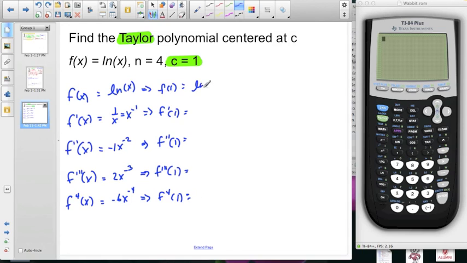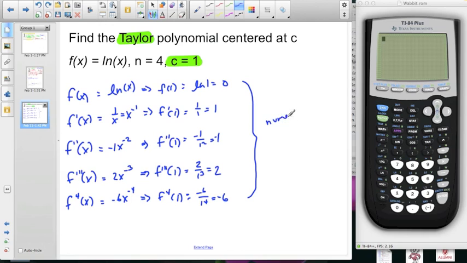So the natural log of 1 equals 0. 1 over 1 equals 1. Negative 1 over 1 squared is negative 1. 2 over 1 cubed, the denominator is 2. And negative 6 over 1 to the 4th is negative 6. So these are all the numerators.